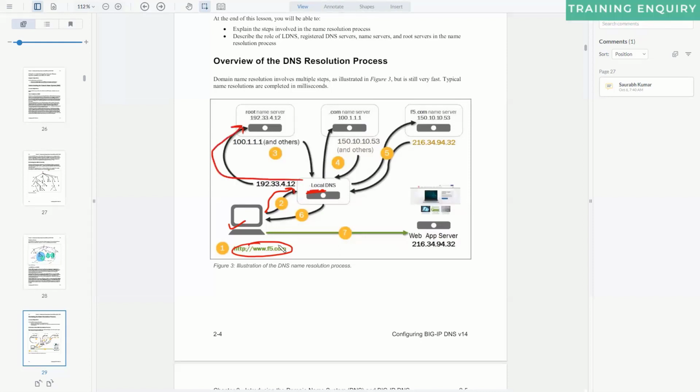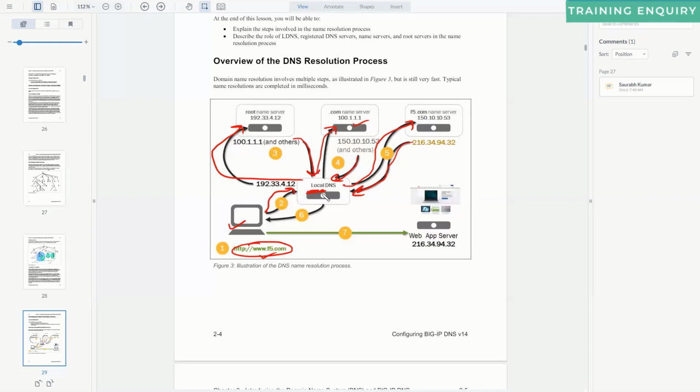Now, let's say you try to access f5.com. The root server will provide an IP address for the .com TLD, top level domain. Then it will ask the TLD, do you have any information for f5.com? And yes, the TLD should have that. So it will provide an IP address of the f5.com name server, which is a DNS server managed by F5. And then finally, you will connect with the F5 DNS server, and that's how it will provide an IP address for www.f5.com.